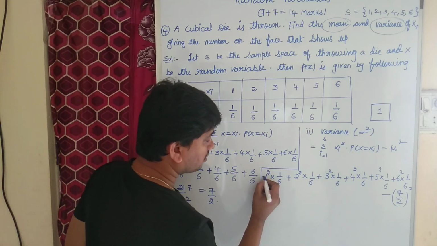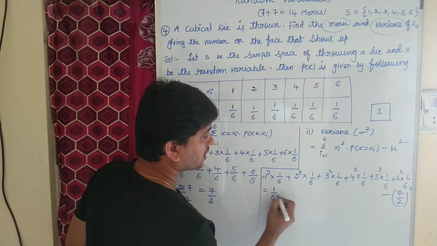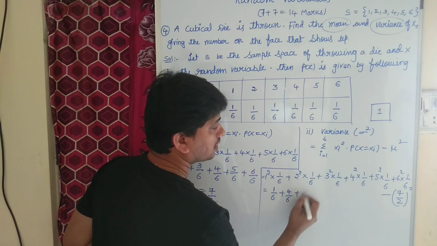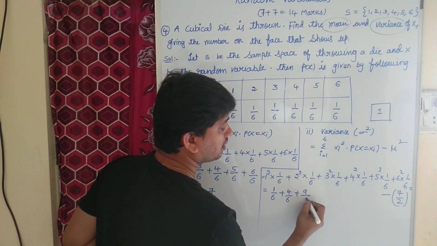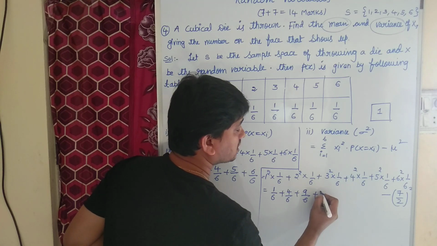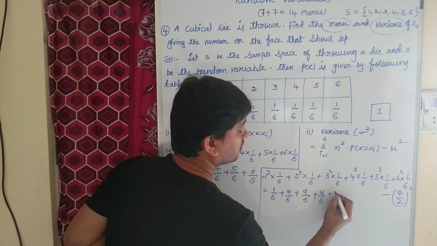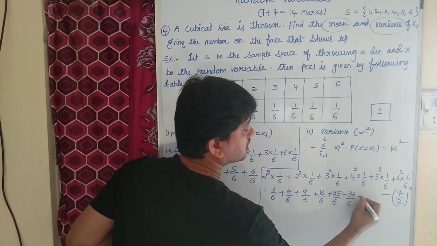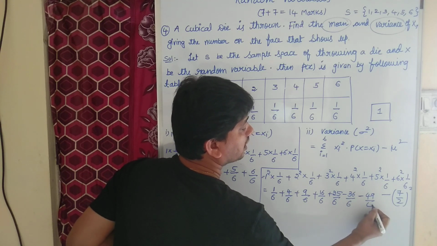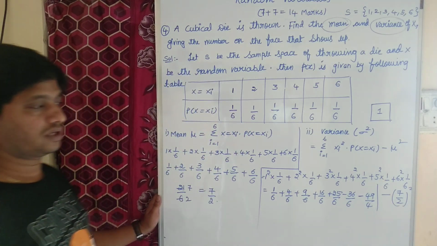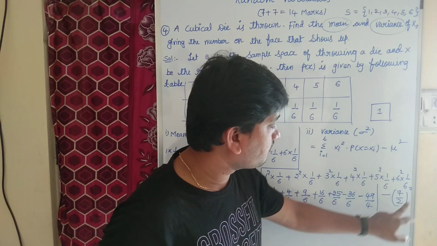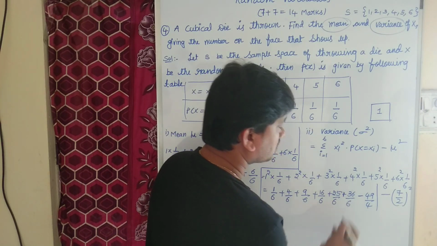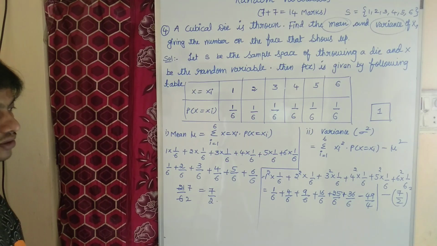So 1 square 1, 1 into 1, 1 by 6. 2 square means 4, 4 into 1, 4 by 6. 3 square means 9, 9 into 1, 9 by 6. 4 square means 16 by 6. 5 square means 25 by 6. 6 square means 36 by 6 minus 49 by 4. Right? Because 7 square 49 by 2 square 4. In between we have minus. So here, sorry, this is plus. Okay, children?